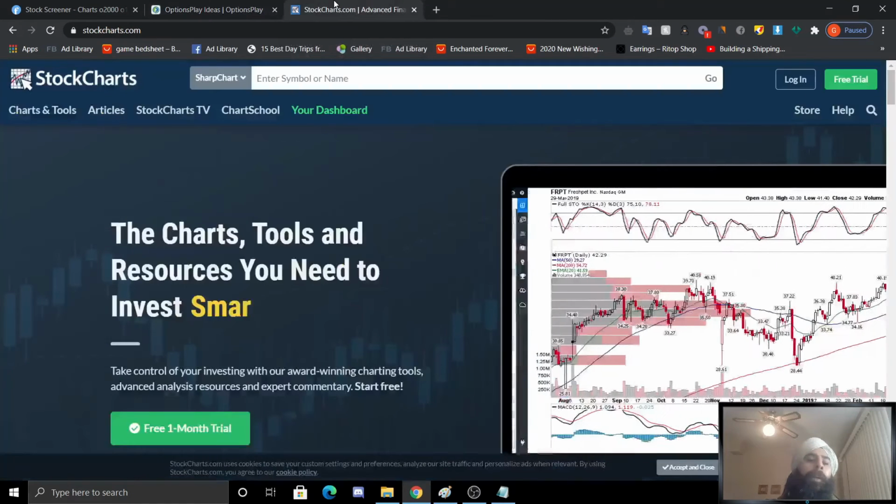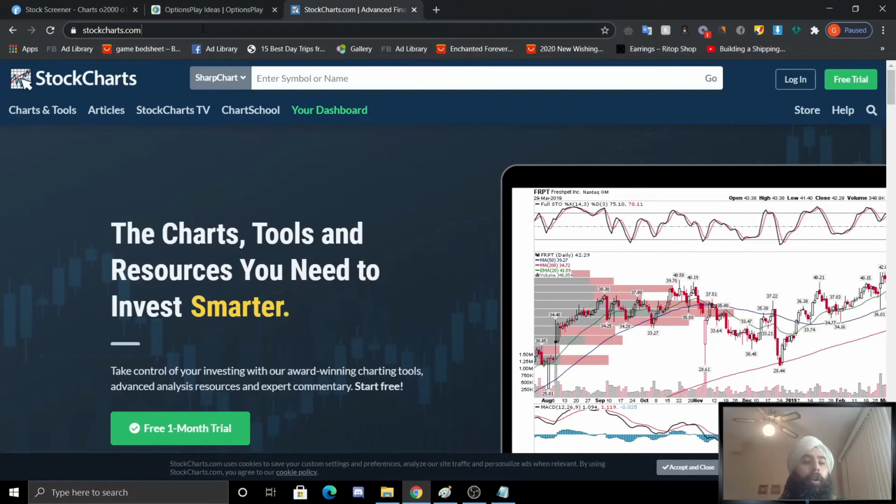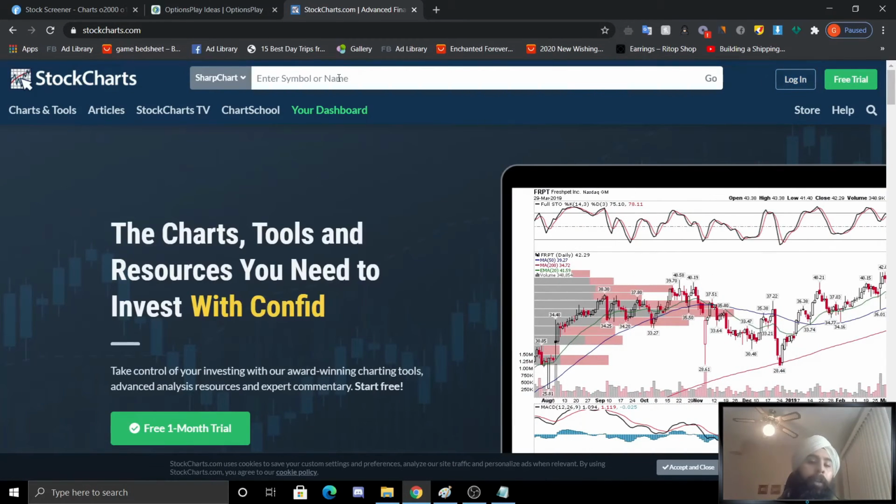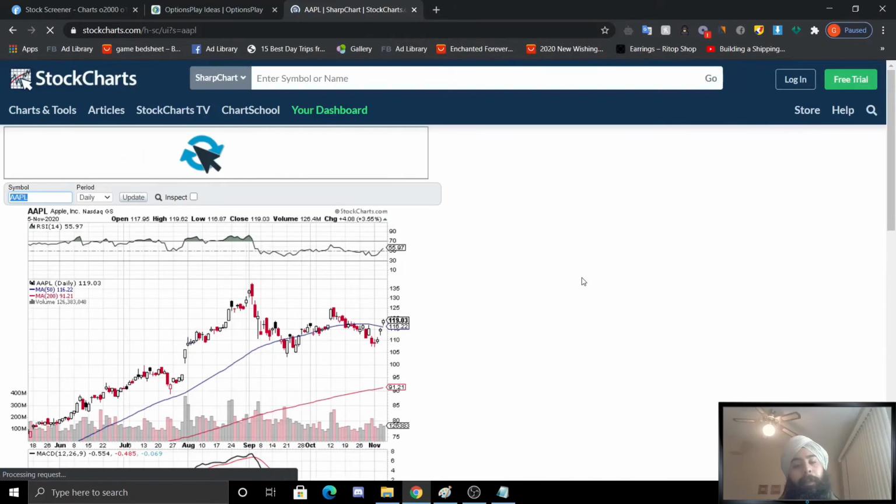The next tool is called Stockcharts.com. You come over here. You don't need to log in. Don't log in at all. It is going to look like this. See, I haven't logged in at all. Let's say I want to search for Apple. You click the name of the company.